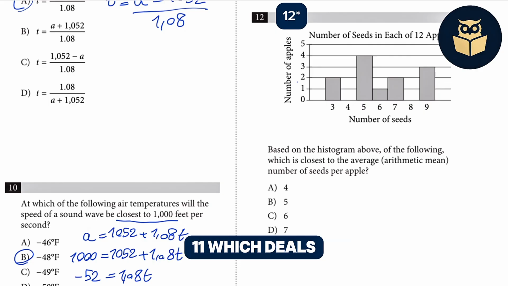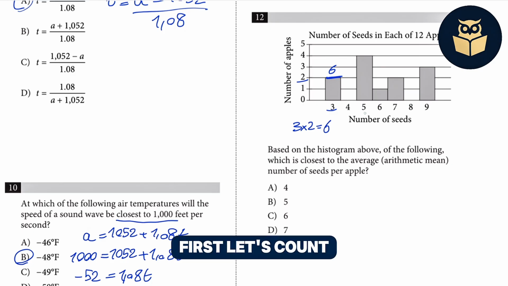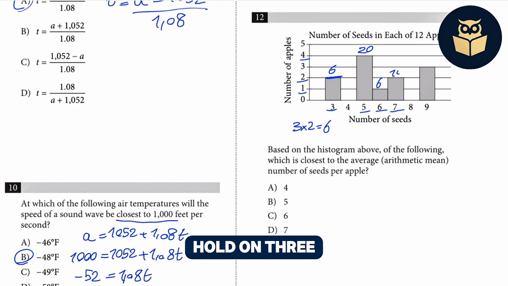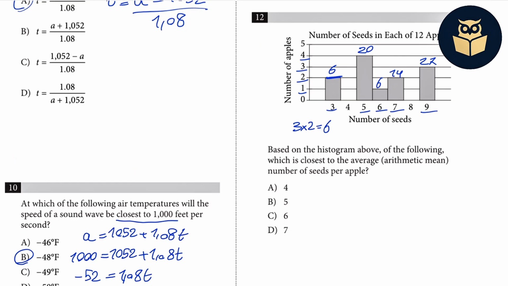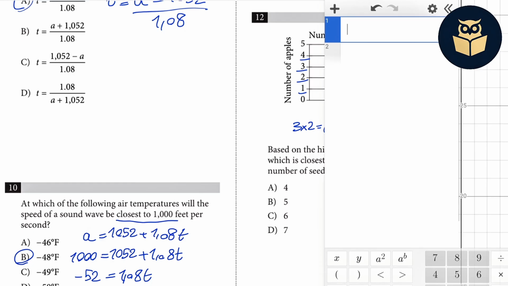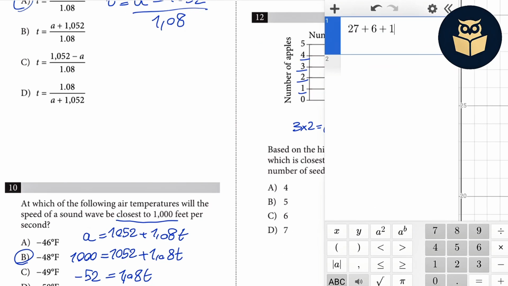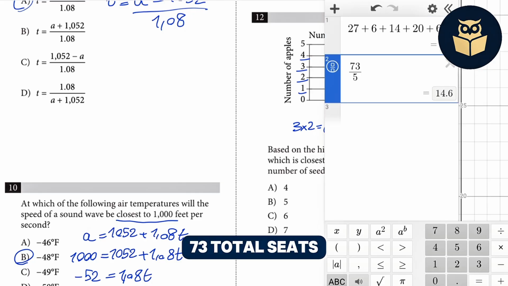Let's tackle question 11, which deals with mean and histograms. We want the average number of seeds per apple. First, let's count the total seeds. 2 times 3 is 6, 4 times 5 is 20, 1 times 6 is 6, 2 times 7 is 14, and 3 times 9 is 27. Add those up, and we get 73 total seeds.